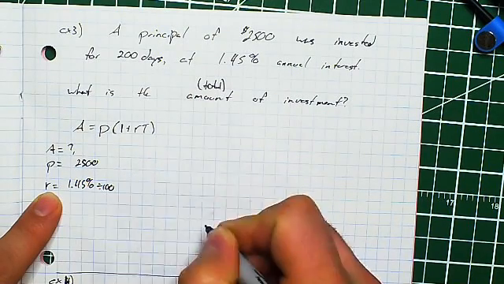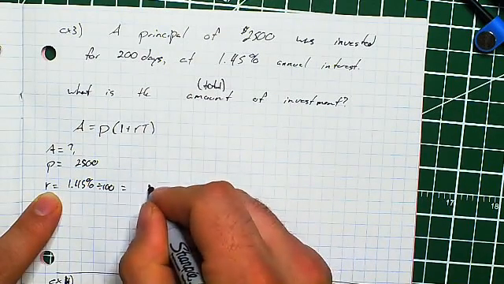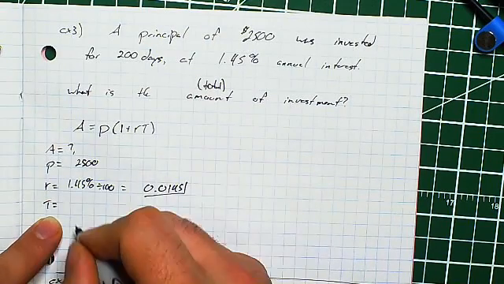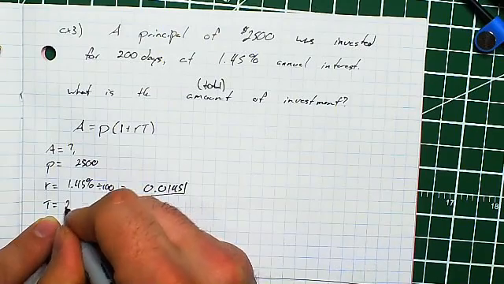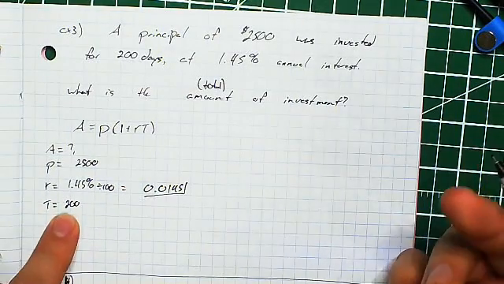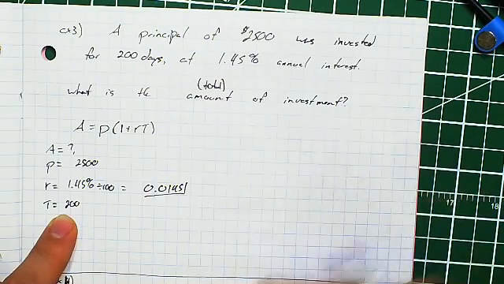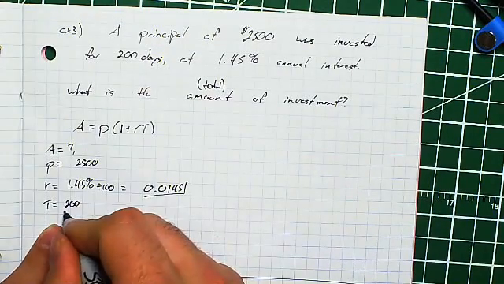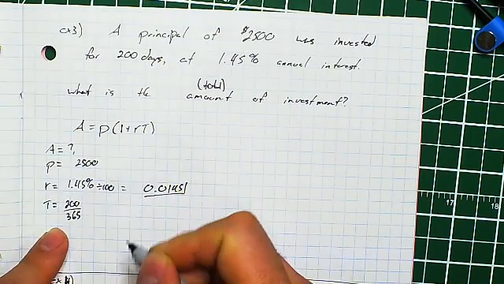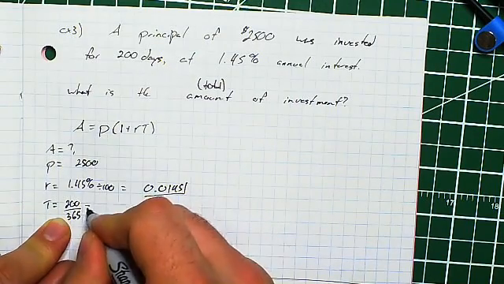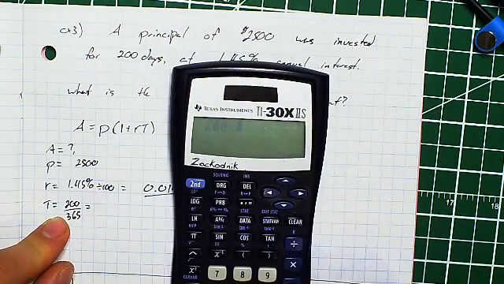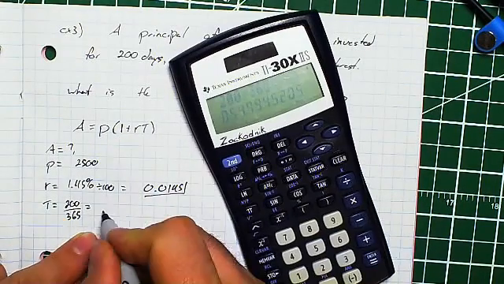Our rate was 1.45%, and again we're going to divide that by 100, which means our rate is actually 0.0145. The time is 200 days, and again we want our time to always be in years, so we're going to try and figure out how to convert 200 days into a fraction or a ratio of years. So if we think back, we know that there are 365 days in a year, so 200 divided by 365 tells us the exact fraction of a year we're dealing with.